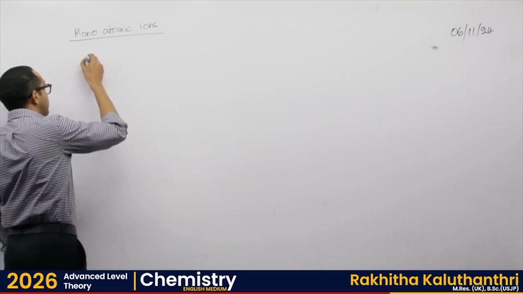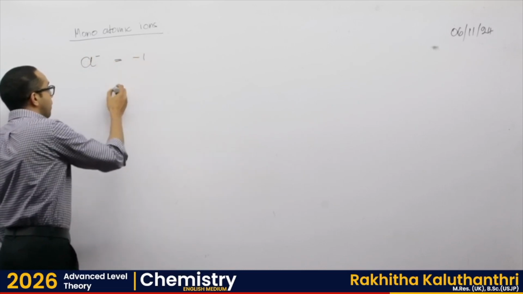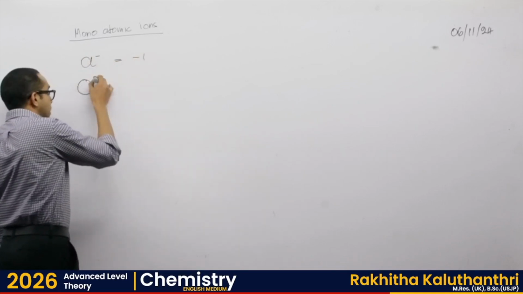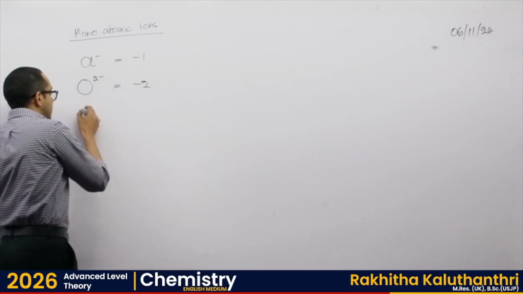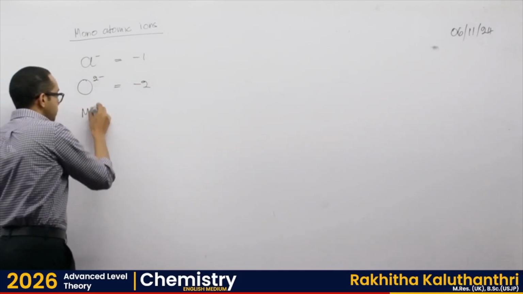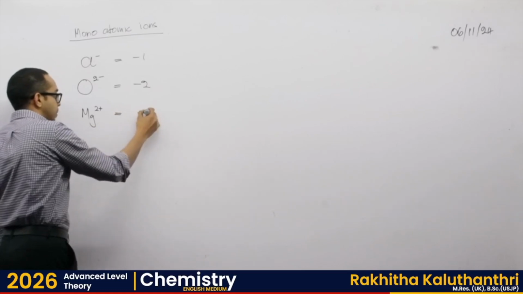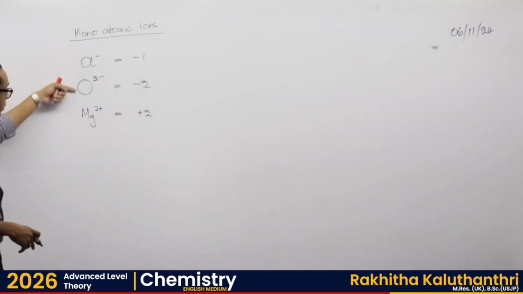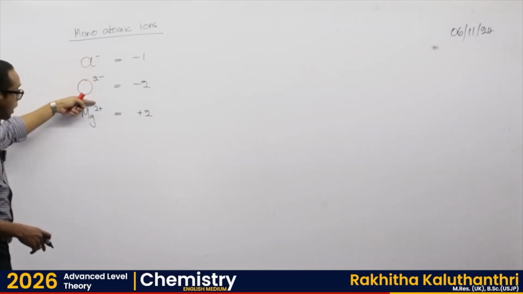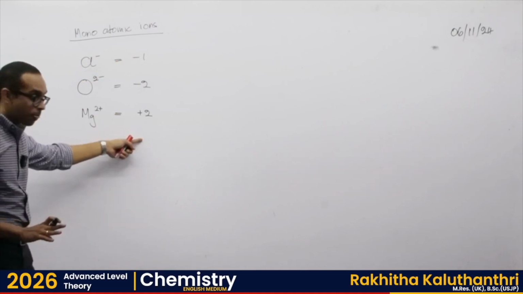For example, if you take chloride, it has an oxidation number of -1. If you take oxide, its oxidation number is -2. If it is magnesium, magnesium ions form +2 charged ions, so its oxidation number is +2. Basically, monoatomic ions mean ions consisting of one single atom. So their basic charge is their oxidation number. Simple as that.